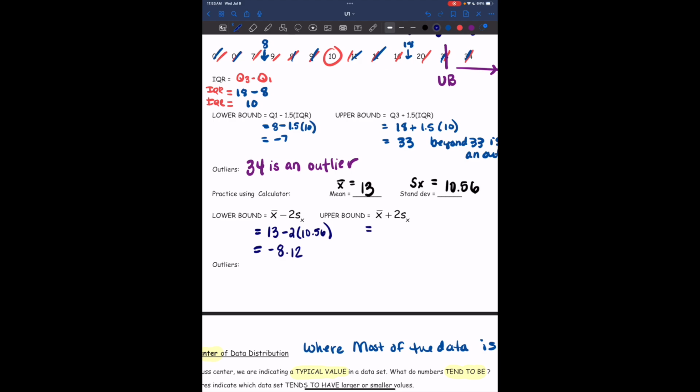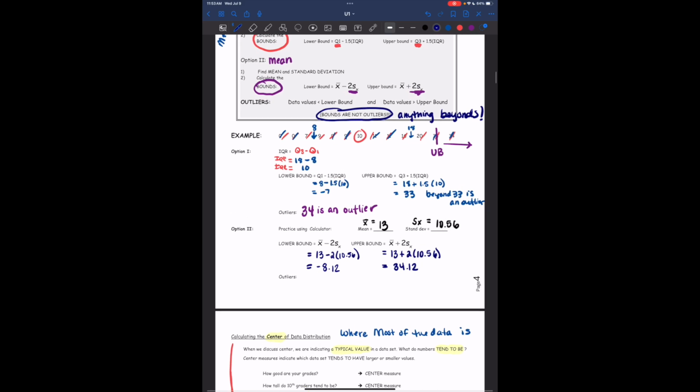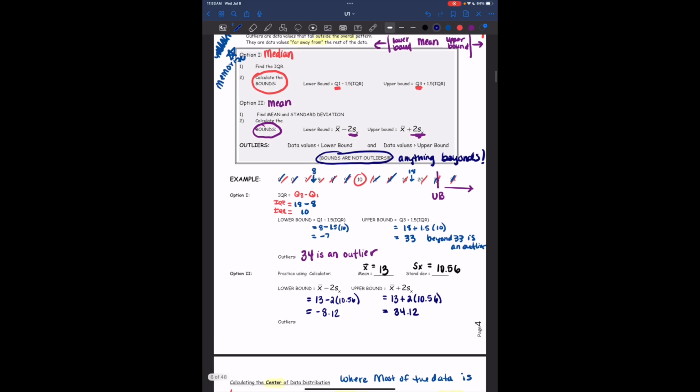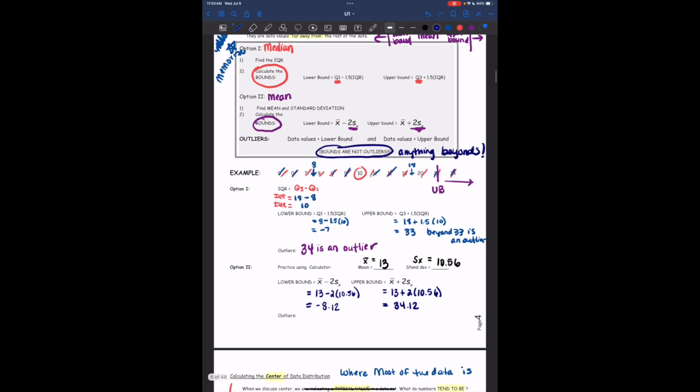And then if we did our upper bound, that is saying, okay, take 13 and then go a little bit further. So that would be 2 times the standard deviation again. And that would get us 34.12. So, looking at this method, again, the bounds are not outliers. They themselves are not outliers. It's the stuff that is beyond the bounds.